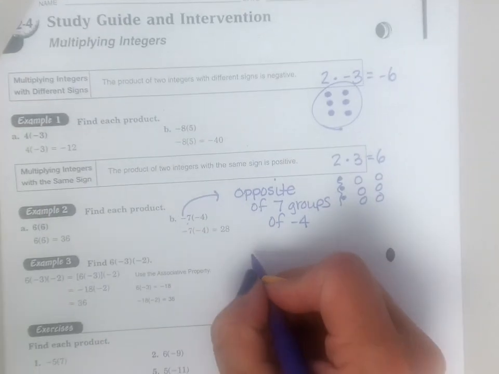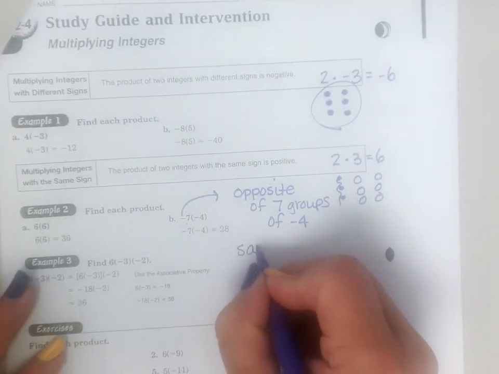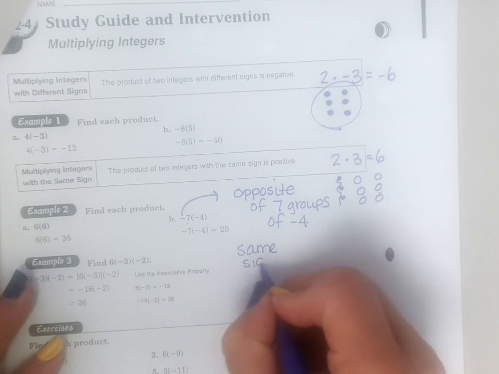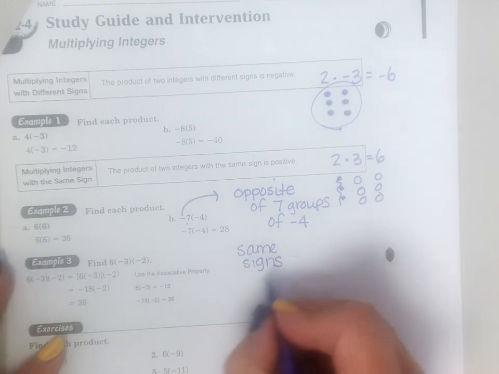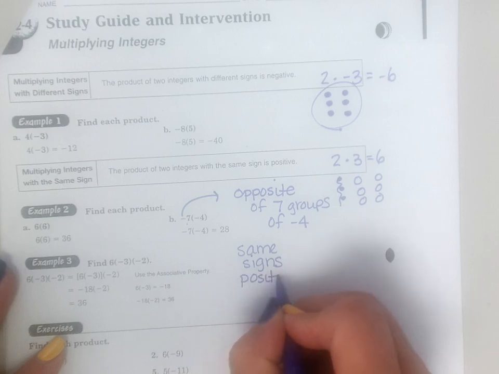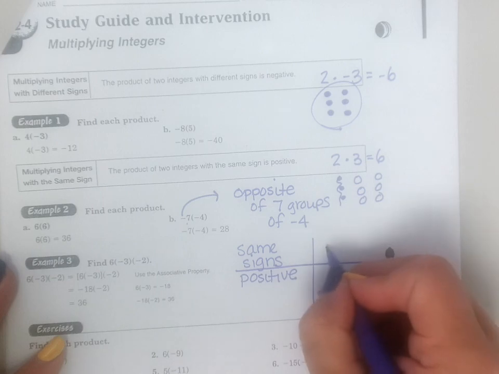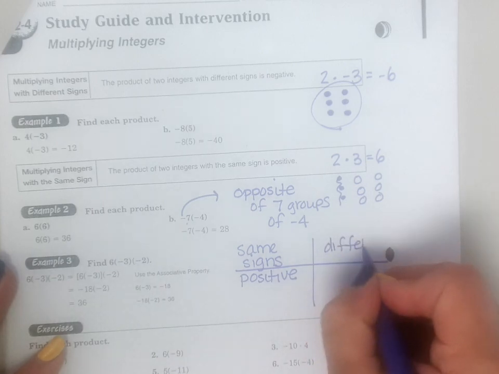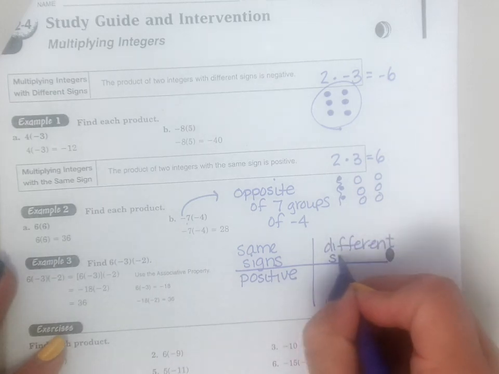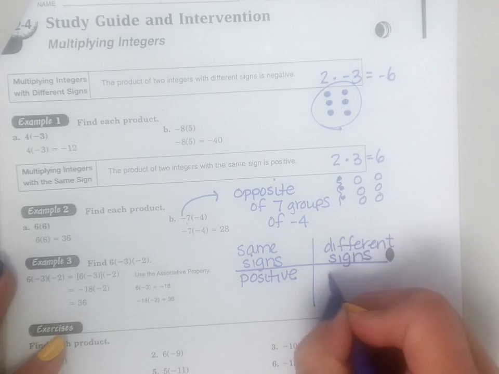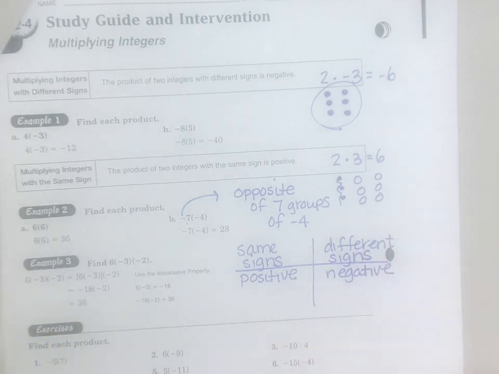So here's the rule. If I have same signs, I get a positive. Let's do this. Different signs, I get a negative answer.